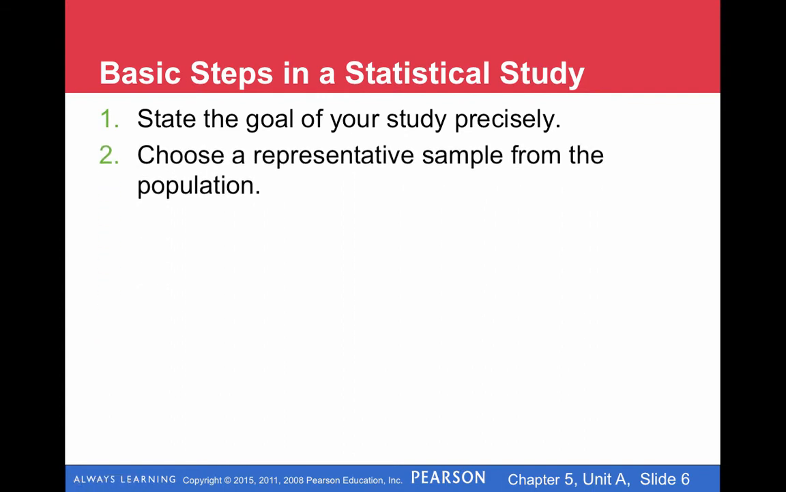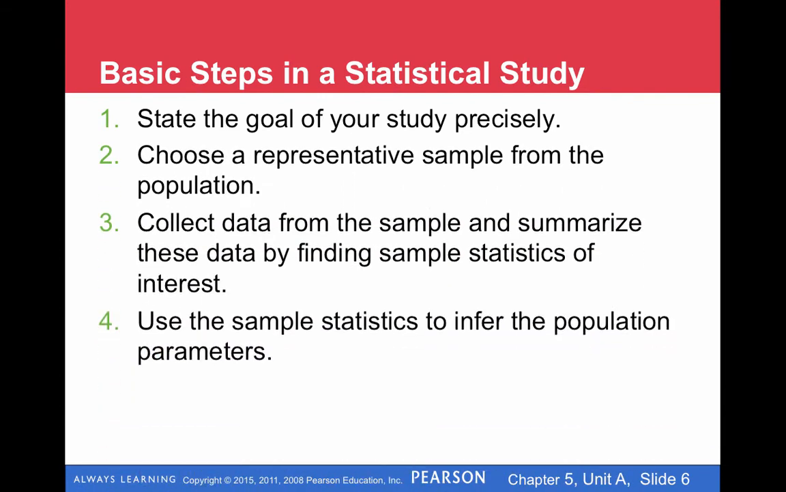Okay, so here are the basic steps of a statistical study. The goal of your study, precisely, is what I like to call the research objective. Then we choose a representative sample from the population. We collect the data from that sample and summarize this data by finding sample statistics. We use the sample statistics to infer the population parameters, and then we draw conclusions.